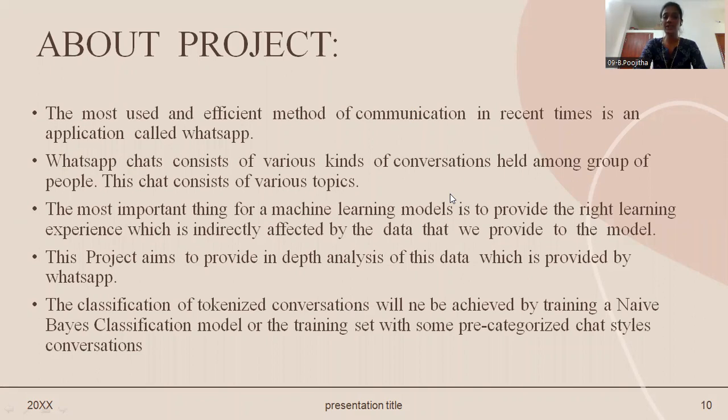The classification of tokenized conversations will be achieved by training a naive Bayes classification model on a training set with some pre-categorized chat style conversations. So we will export the data from the chat and tokenize it into tokens. A trained model can be tested by using a test set or even by a user input. Our model is trained in a way that it can classify any tokenized sentence into different categories like greetings, statements, emotions, questions.